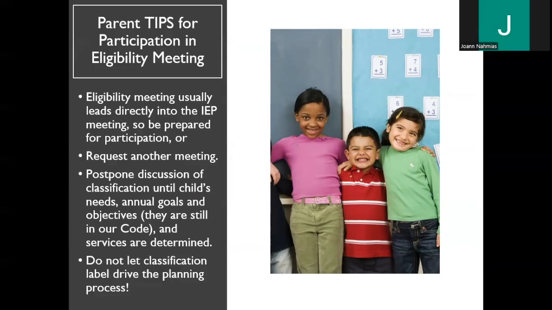Consider postponing detailed discussion of the classification label until after your child's needs, annual goals, objectives, and services have been clearly identified. The focus should be on what your child needs, not just the category. Most importantly, do not let the classification label drive the planning process. The label does not determine services. Your child's individual needs do. The goal is to ensure that decisions are based on supports and outcomes and not simply on eligibility category.